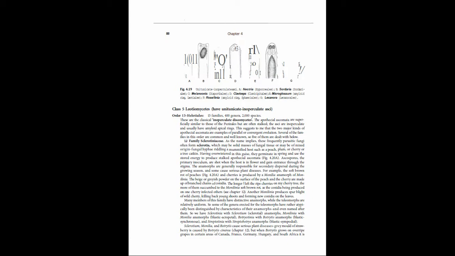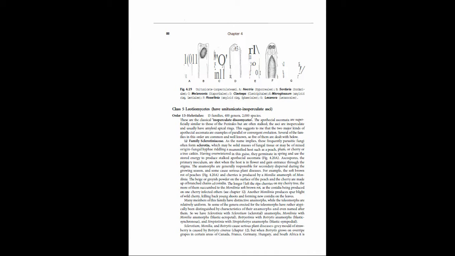The anamorphs are generally responsible for secondary dispersal during the growing season, and some cause serious plant diseases. For example, the soft brown rot of peaches, Fig 4.20a, and cherries is produced by a Monilia anamorph of Monilinia. The beige or grayish powder on the surface of the peach and the cherry is made up of branched chains of conidia. The longer I left the ripe cherries on my cherry tree, the more of them succumbed to the Monilinia soft brown rot, as the conidia being produced on one cherry infected others. See Chapter 12. Another Monilinia produces spur blight of wild cherry, killing back young shoots and forming new conidia on the leaves.